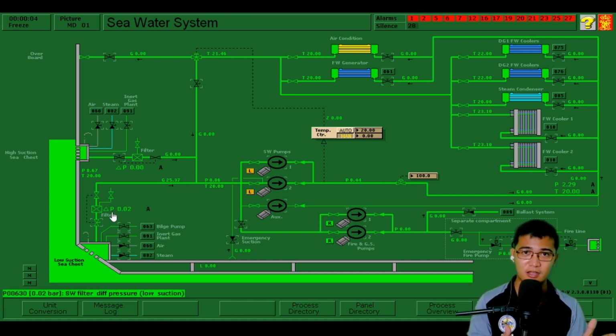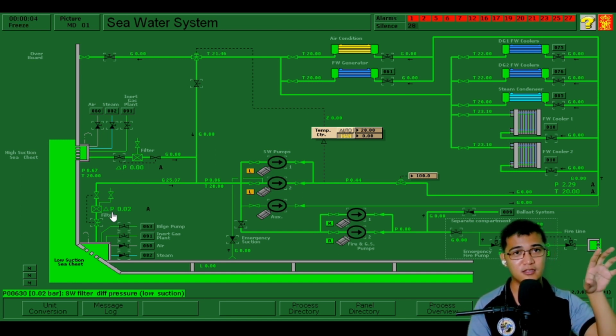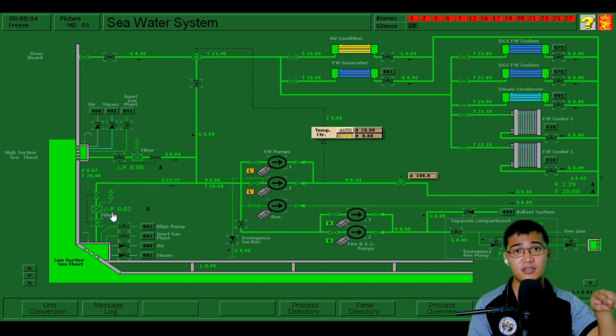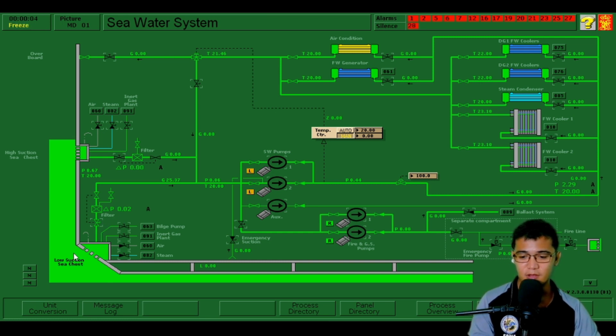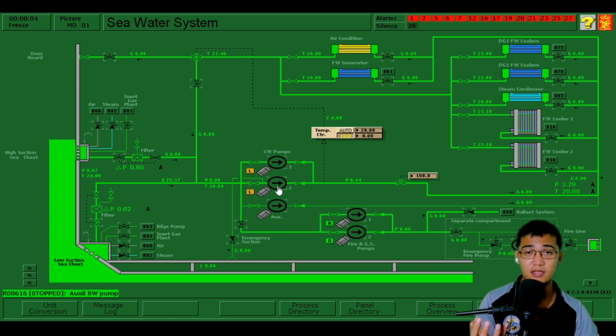At sa actual, hindi yan delta P yung makikita natin, but that pressure can be seen on a pressure gauge or gauge measuring instrument. So again, seawater is being sucked from the low suction sea chest, passing through this manual valve, then passing through our strainer. Then will pass here. So these are our seawater pumps. So we have an auxiliary and main seawater pumps.